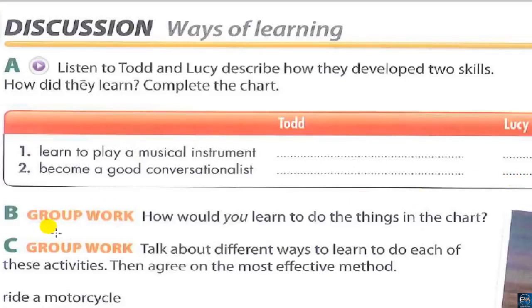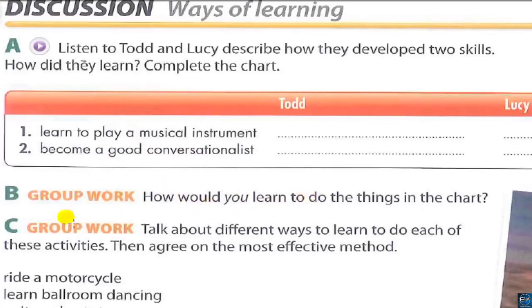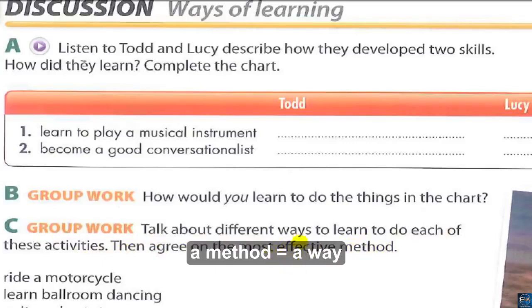B. Group work. How will you learn to do the things in the chart? What about you? How can you learn to play a musical instrument? This is for you. How can you become a good conversationalist? You're going to be a good talkative person, a public speaker. So this is of course group work. Number C, group work. Talk about different ways to learn to do each of these activities. Then agree on the most effective method. Method, way. Effective, this is the best way that is helpful to learn these things.